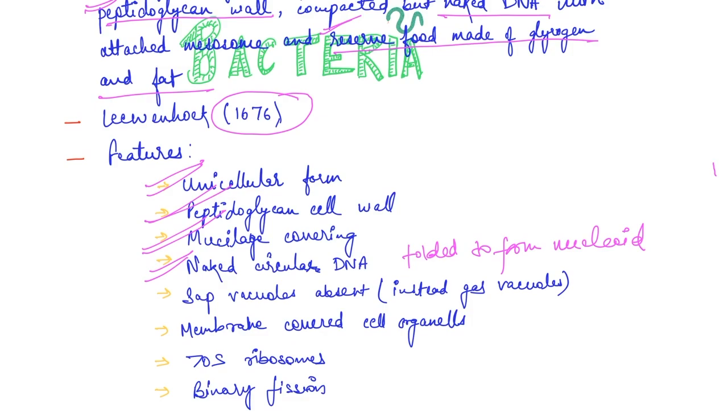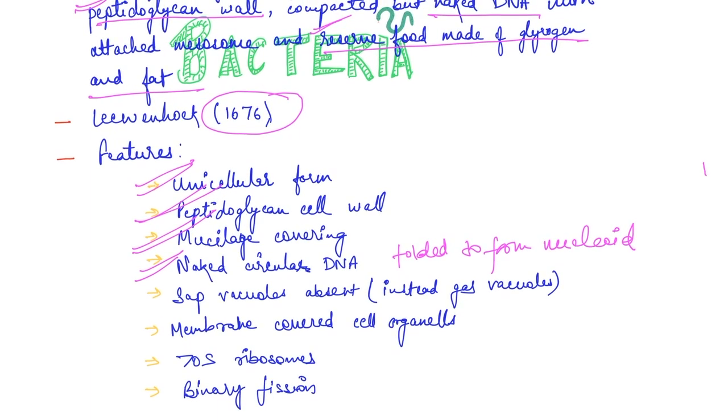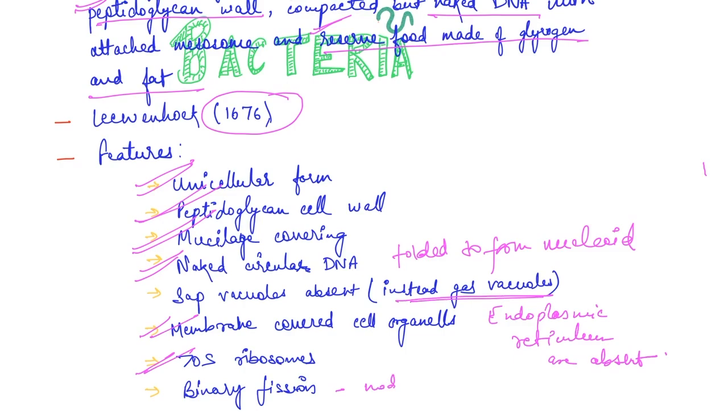Okay, then let's move to even further features. They have sap vacuoles absent. Instead of that, what they have is gas vacuoles. Okay, so they don't have vacuoles, they have gas vacuoles. Membrane covered cell organelles like endoplasmic reticulum are absent. Okay, then they have 70S ribosomes, and for them the mode of multiplication is binary fission. So these are certain features of bacteria.